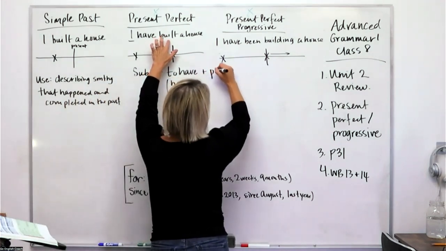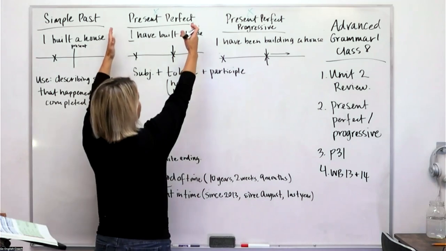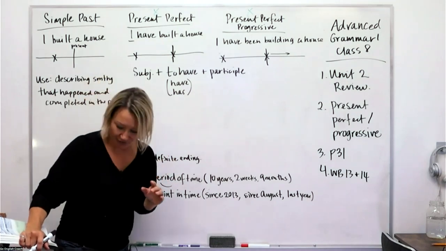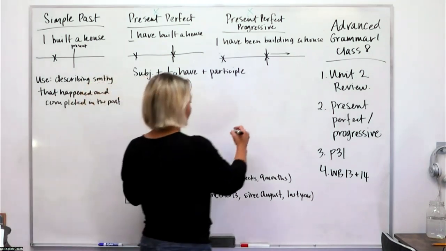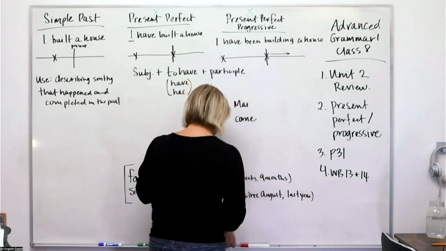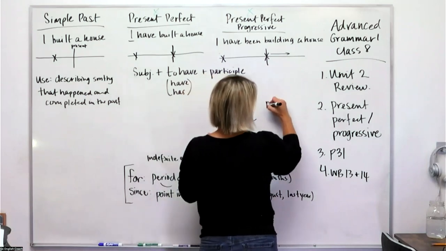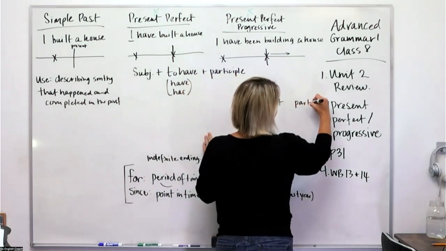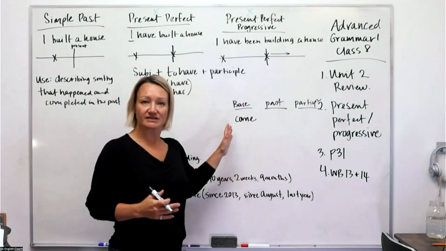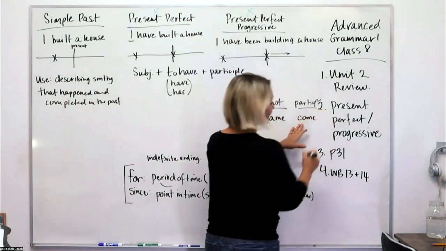This is the participle. So in our last class, we looked a lot at the past tense, right? So we had like come, that was the main verb or the base. I think we called it base. This is just an example. So we had base, we had past, and then we had participle, right? So here's where we start using the participle. So the base form of the verb is come, past is came, and the participle is come. This is an irregular one.